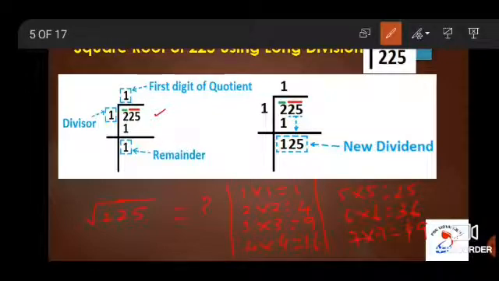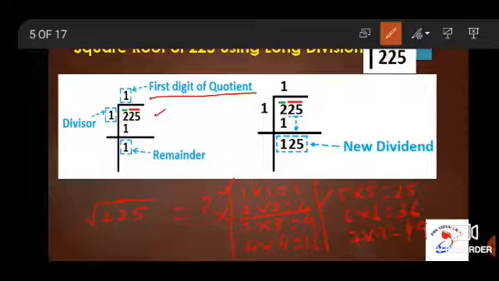So let us see the first number. The first number is 2. You have to see for 2 what you can write, that is, what can be the possible first digit of the quotient. As 2 into 2 is equal to 4, you cannot take this option. So the only possible option you can fill here is 1 into 1 is 1. So write 1 as the first digit of the quotient.